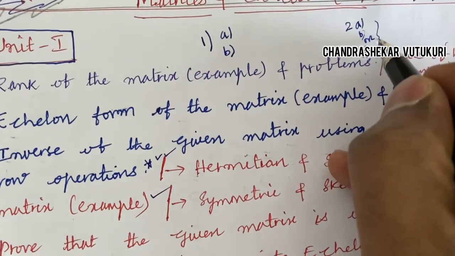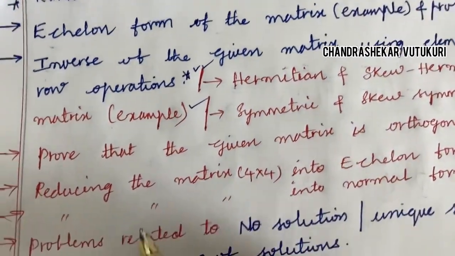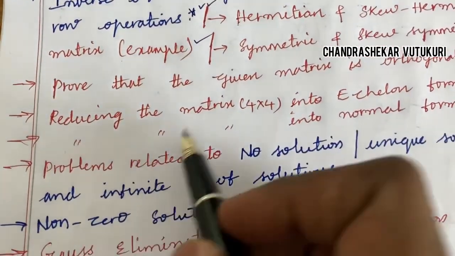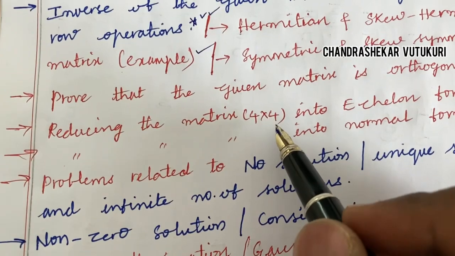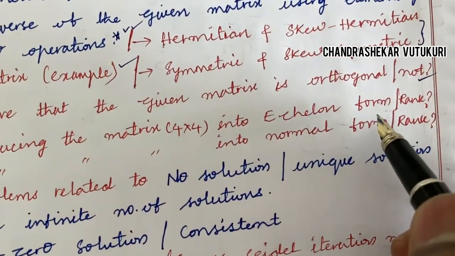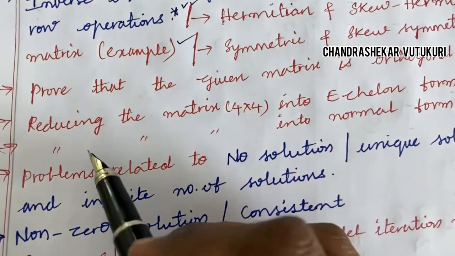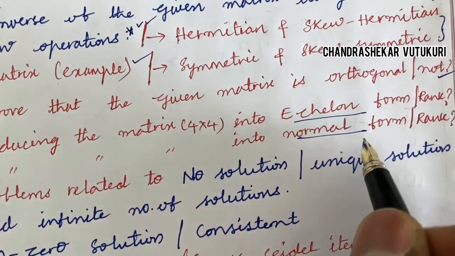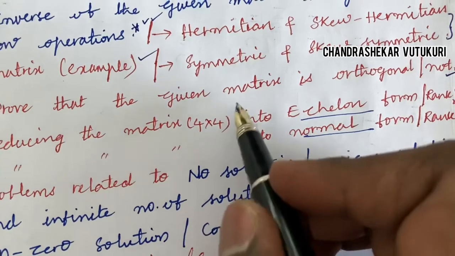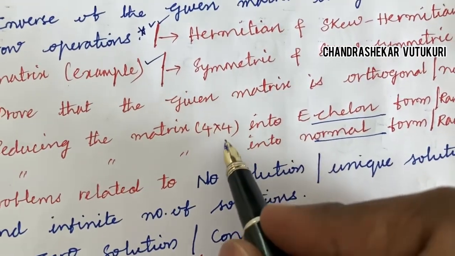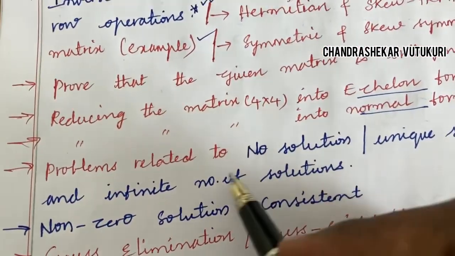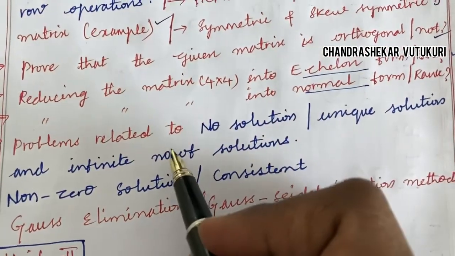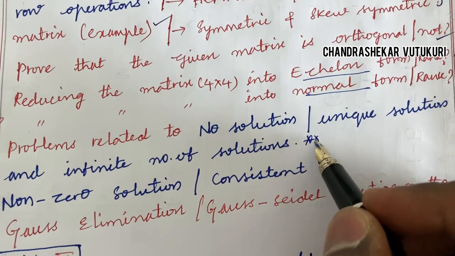I am going to discuss with you now the A, B as well as C, D questions. Prove that the given matrix is orthogonal or not. Reducing the given matrix, let it be 3 by 3 or 4 by 4, into echelon form and find the rank, or reduce the given matrix into the normal form. Out of these two, you are going to get one question for sure. I did not write the matrix here, dear students. I have mentioned only the size of the matrix. The problems related to no solution, unique solution and infinite number of solutions are also one of the questions.